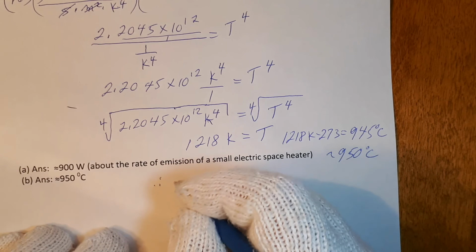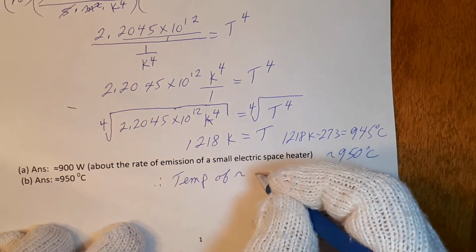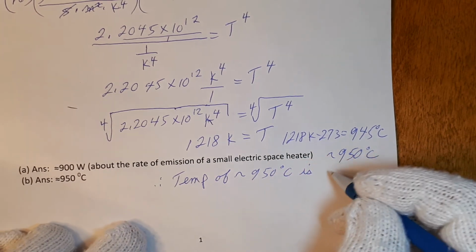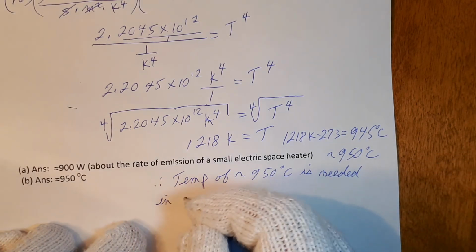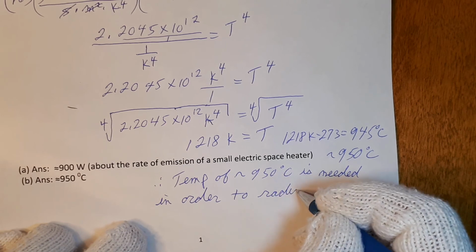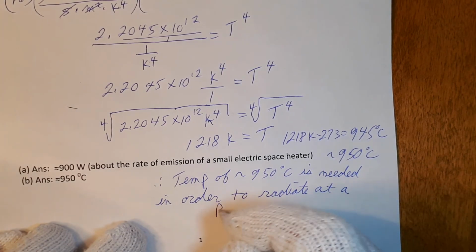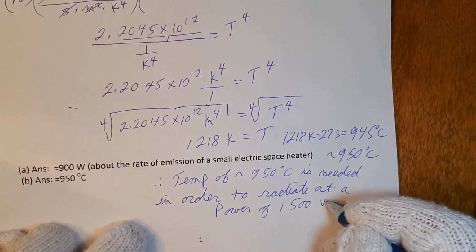Therefore, a temperature of approximately 950 degrees Celsius is needed in order to radiate at a power of 1500 watts.